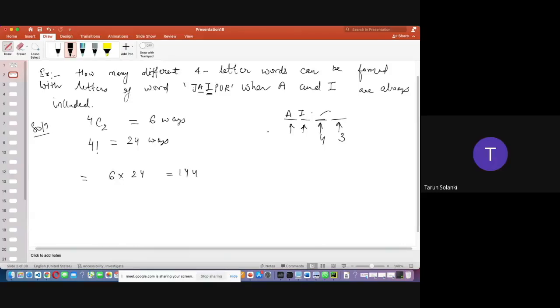And if repetition is allowed, then each place will have 6 choices, because the total number of letters is 6. So 6 into 6, that is 36, and with 4 different places, 36 into 4, that is 144.